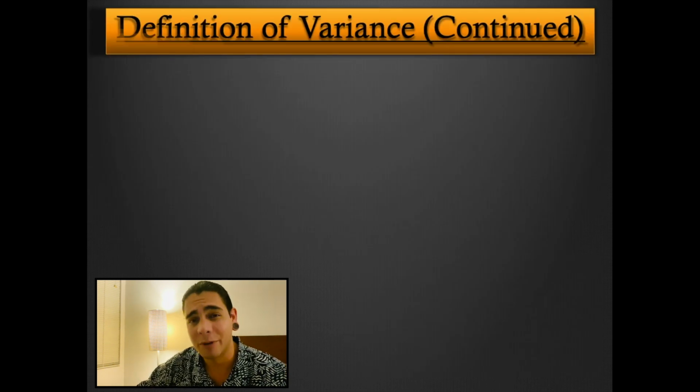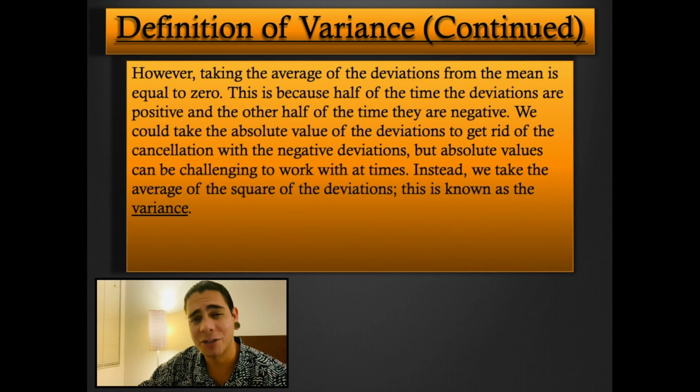But here's the problem. The average value of all the deviations from the mean is 0. And this makes sense because it's the average value of all the data points. So half the time that deviation that we calculate, x minus the average, is going to be positive, and half the time it's going to be negative. So when we add up all those numbers, we get 0. So obviously our problem comes from adding up all the deviations because they're canceling out with each other.